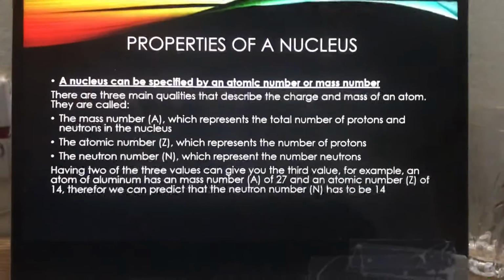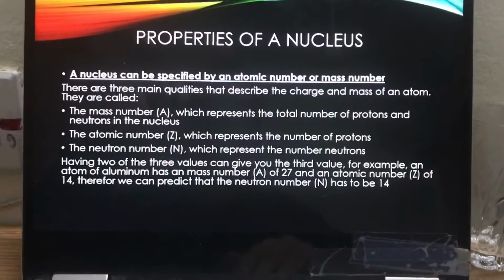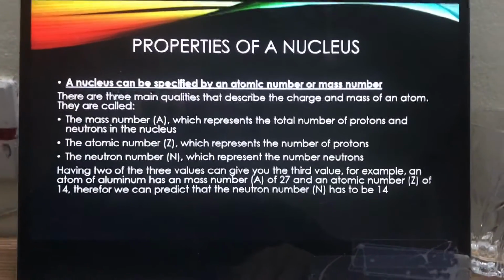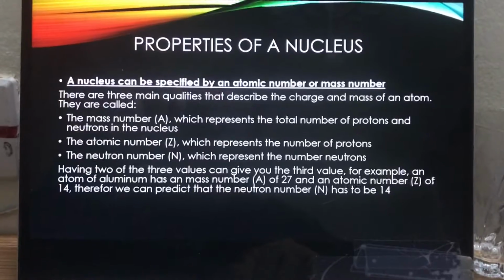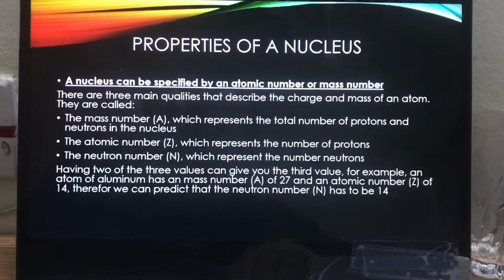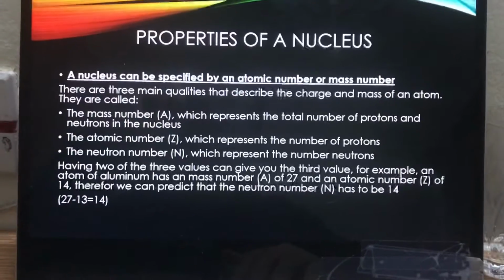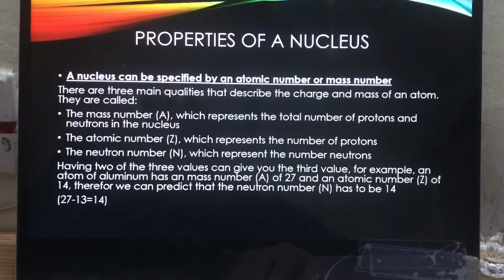For example, an atom of aluminum has a mass number A of 27 and an atomic number Z of 13. Therefore, we can predict the neutron number has to be 14, which gets the equation 27 minus 13 equals 14.